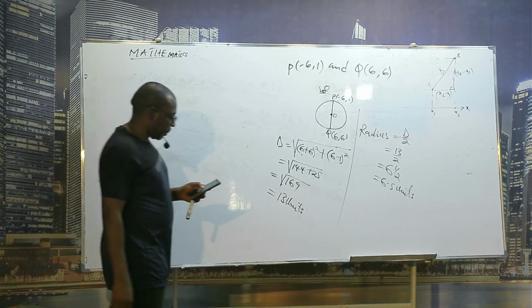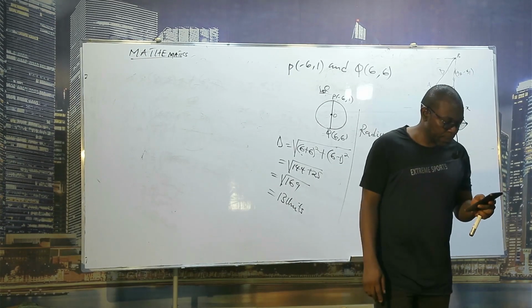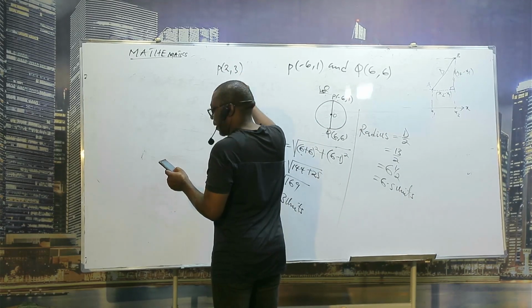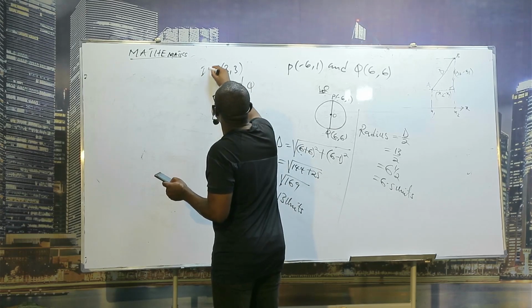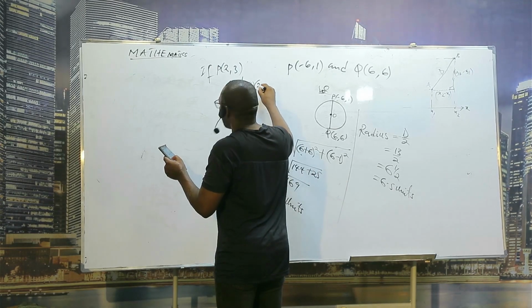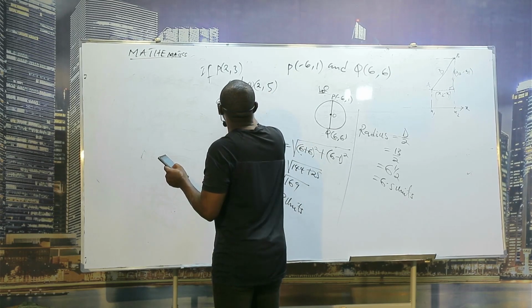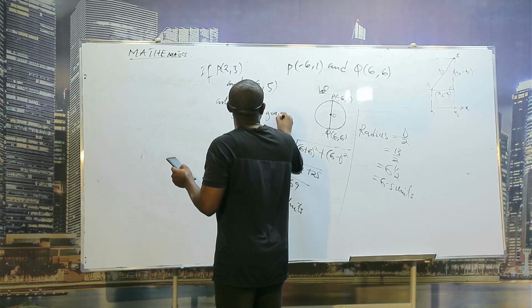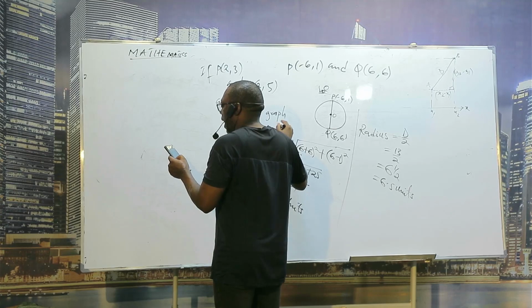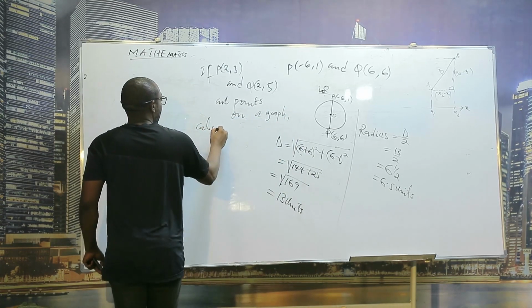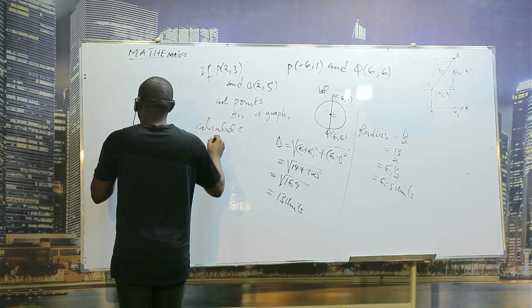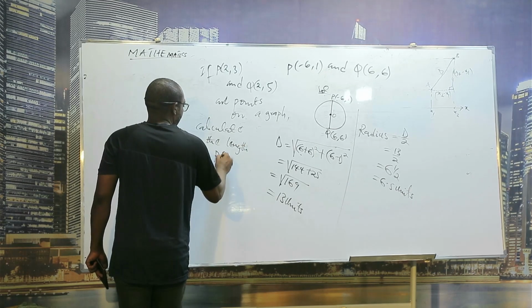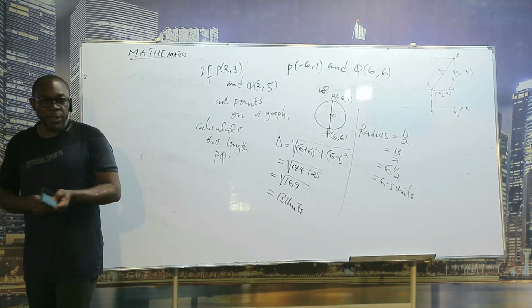Okay, take down this one. So it's a simple one. If P is 2, 3 and Q is 2, 5, are points on a graph. Are points on a what? On a graph. Comma, calculate the length PQ. Calculate the length what? PQ.